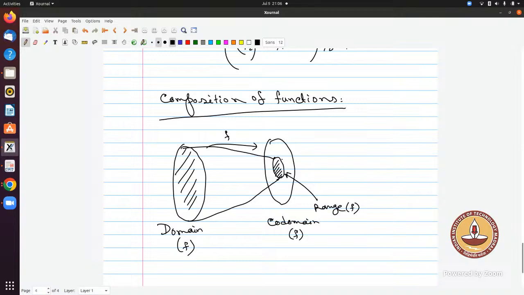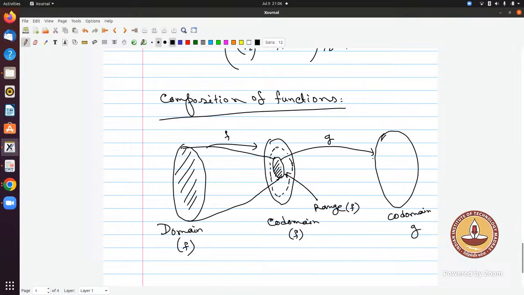Now, if we apply another function from here on the range of f, then we get something here. So maybe the domain of G is something bigger than that, but we are applying only on the range. If the range is inside the domain, then only we can apply G. Otherwise, we cannot, because this portion should be inside the domain. This can be taken as an input of G. Then only we can apply G. And this is the codomain of G.